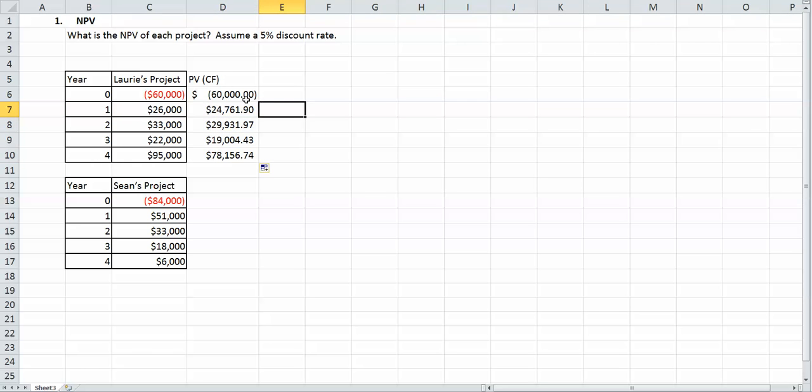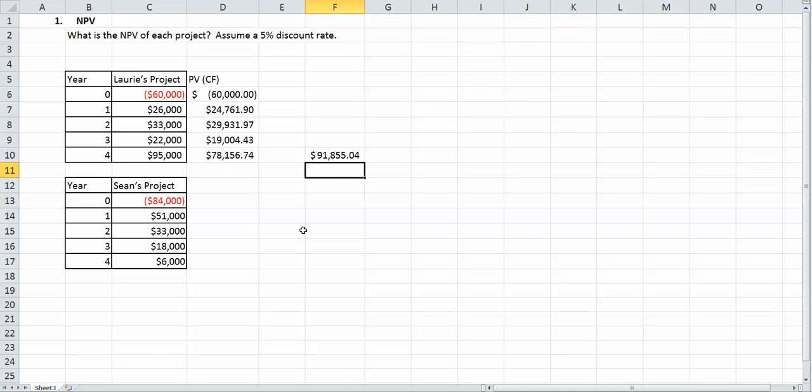And they are. Now the net present value is just simply the sum of all your cash flows minus your initial outlay. So I know this is already a negative. So what I can just do is basically sum up this whole column, and that's actually going to be our NPV. So I'm just going to sum those up. So I get $91,855.04 for Lori's project, and that's the NPV.